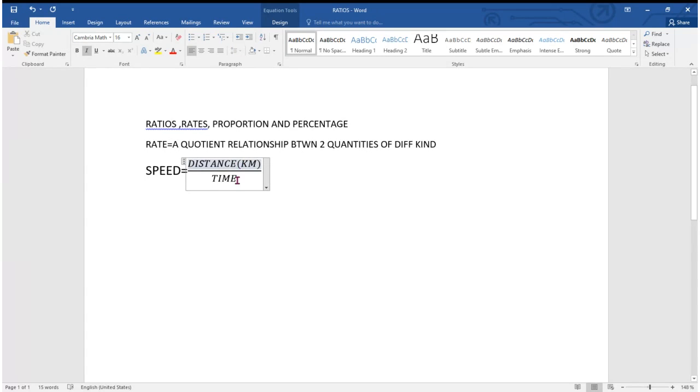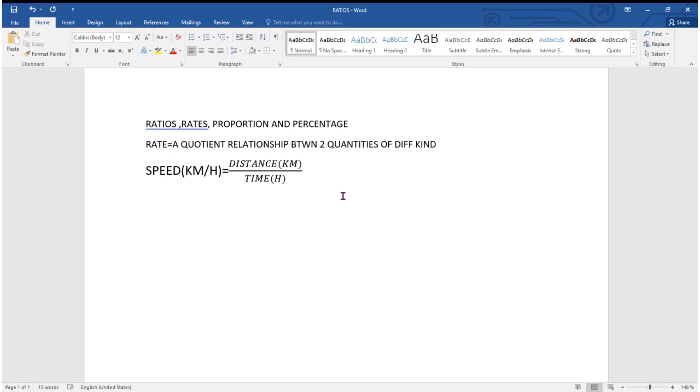Time we give in hours. So you can see kilometers and hours are not similar. They are different kinds, so these are two quantities that are different. Distance in kilometers and time in hours are different quantities. And so the quotient relationship is the meaning of the word rate. In this case, the rate is a speed, and the speed is going to be in kilometers per hour. If I give my distance in kilometers and my time in hours, my rate is going to be in kilometers per hour. So we are going to look at a few examples and then move on. That is what a rate is, a quotient relationship between two quantities of different kinds.